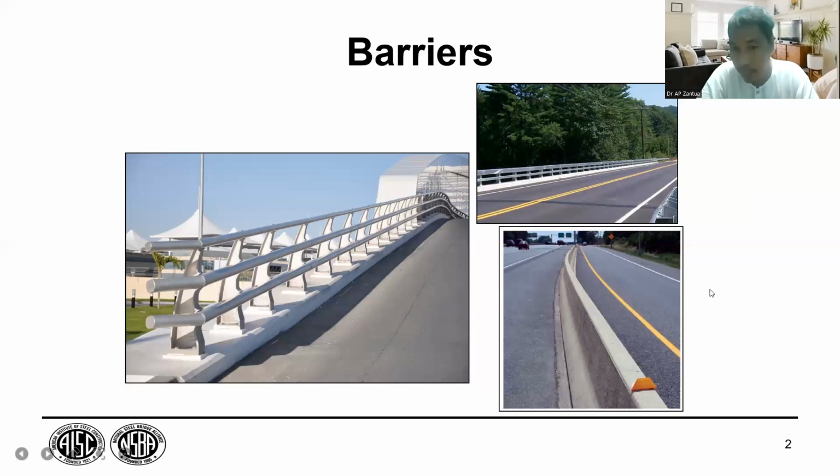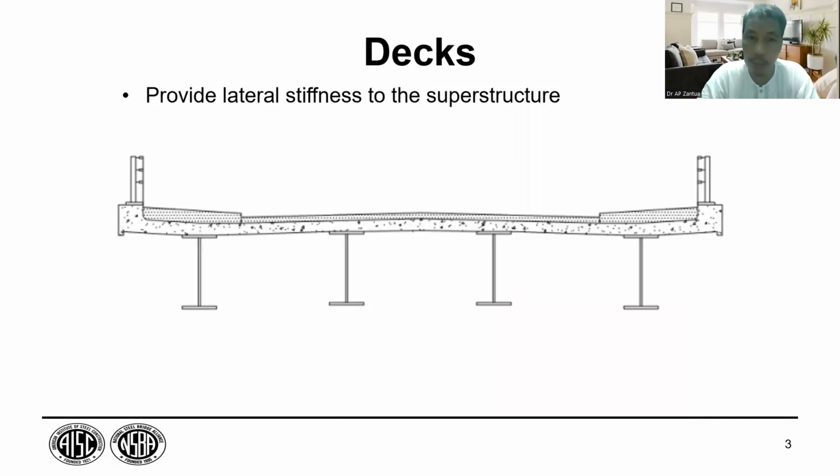Unlike if this is just a highway, there are sections that have railings on the side of the road to protect from something dangerous, although maybe those sections are not bridges. However, you can differentiate, because the protection barriers for a bridge are a little bit higher. Decks provide lateral stiffness to the superstructure.